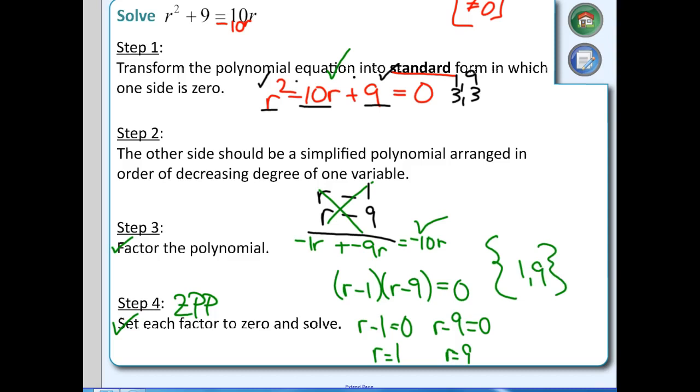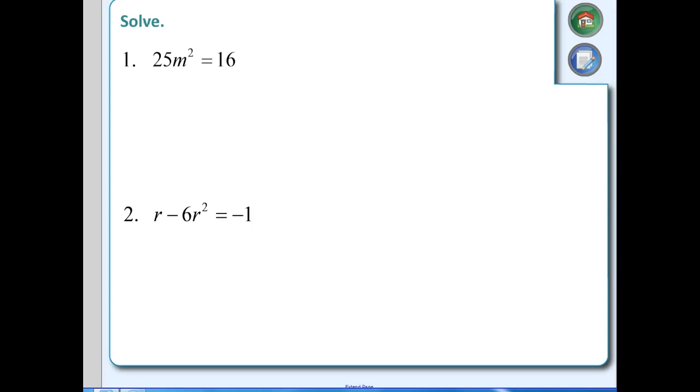Okay, so remember, most important thing when we're solving these equations is it has to equal 0. So let's look at number 1. Does number 1 equal 0? No, I got to make it equal 0. If I have to make it equal 0, who are we going to move? Yeah, let's move that 16. So I'm going to subtract 16. What I do to one side, I do to the other. So I've got 25m squared minus 16 equals 0.